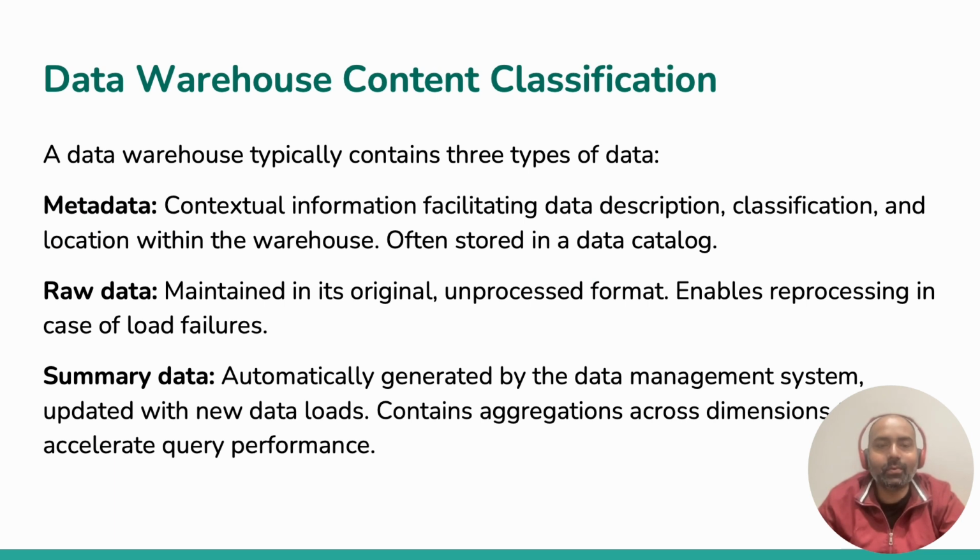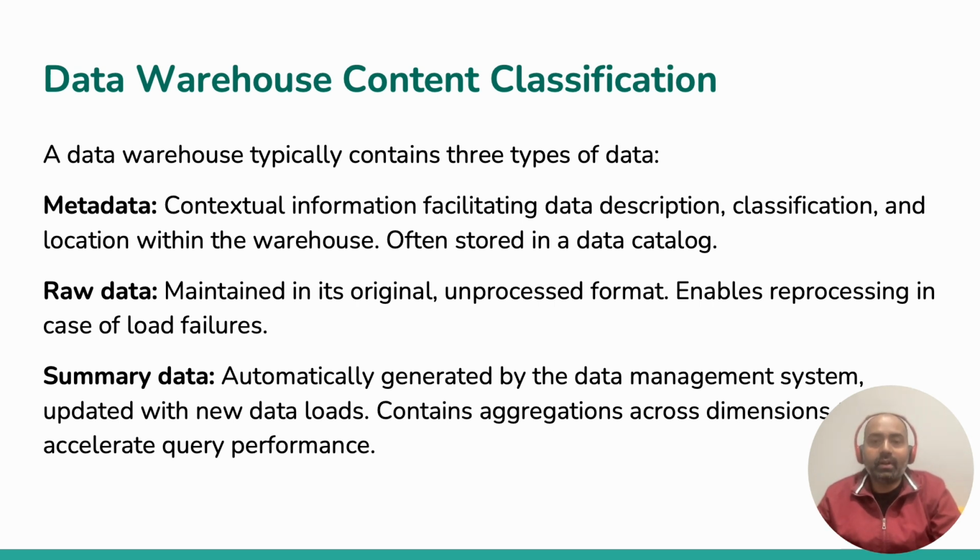Okay. So as part of data warehouse content classification, we have different types of data, and each type of data has its own purpose and use case, right? So essentially, you have the raw data. The raw data is something like transaction data, or some other data, which could be maintained in its original format, and which will essentially be used in ETL, right?